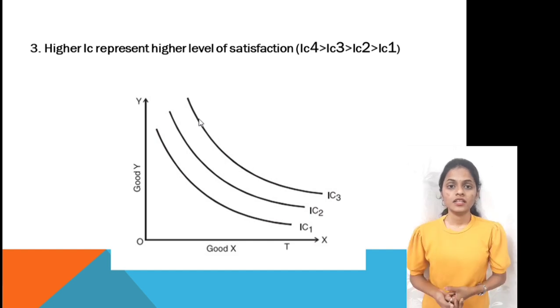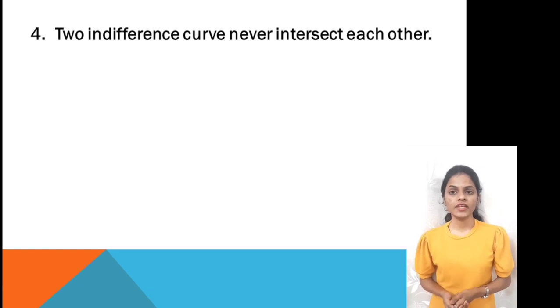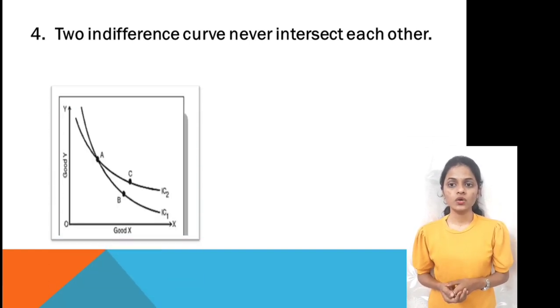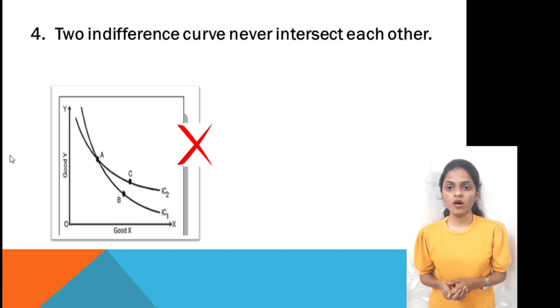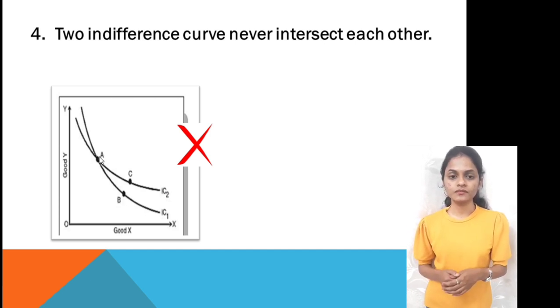The last characteristic of indifference curve is two indifference curves never intersect each other. The indifference curves never cut each other, as higher and lower curves show different levels of satisfaction. Suppose two indifference curves cut each other at the point A. This means that A and C, which are on the same indifference curve, show equal satisfaction. Similarly, points A and B, which are on the same indifference curve, show equal satisfaction. A is common to the other curve.